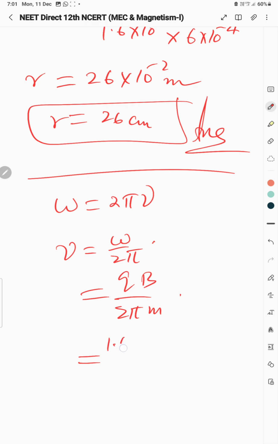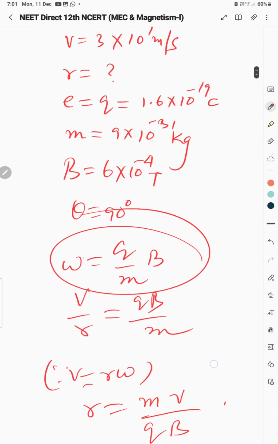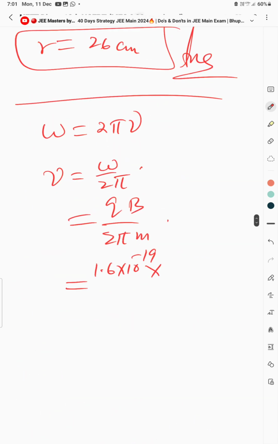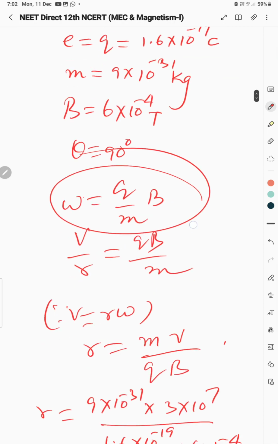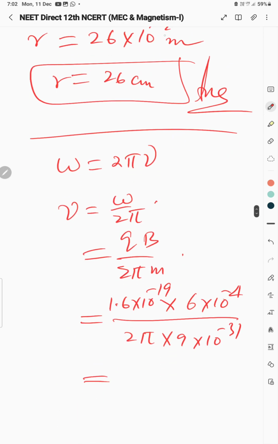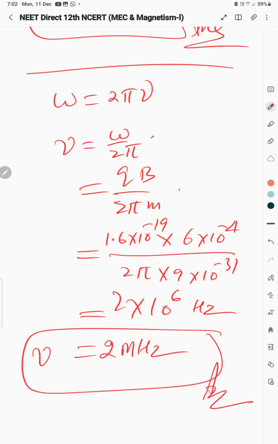Q charge 1.6 × 10^-19, और field strength जैसे कि यहाँ दिया गया है 6 × 10^-4, 6 × 10^-4, 2 pi, mass of electron 9 × 10^-31. You simplify it further. Then it comes to be 2 × 10^6 hertz, 10 power positive 6 hertz, which is 2 megahertz. So this is the answer to the problem.